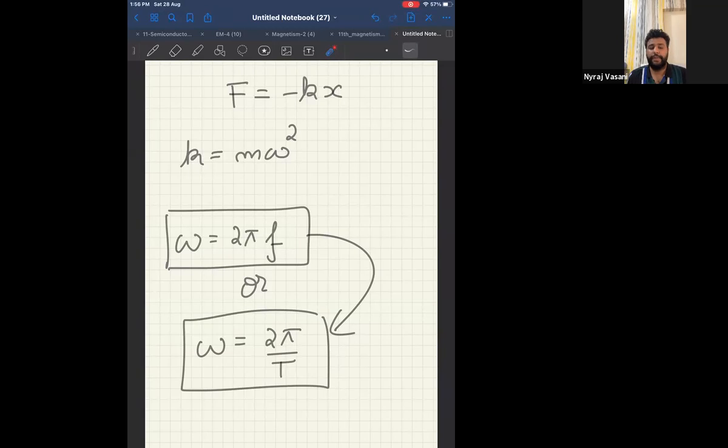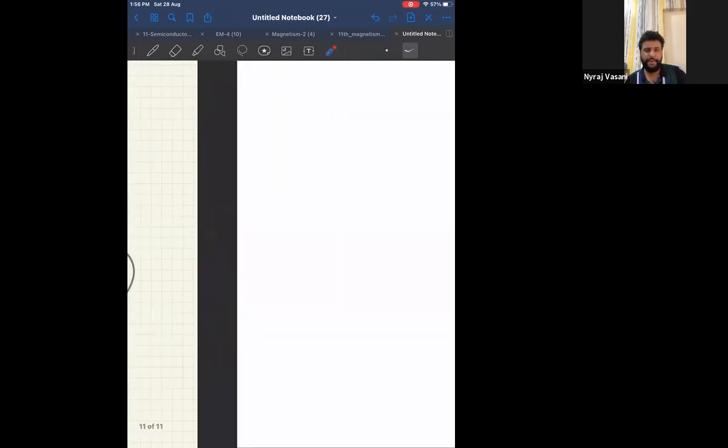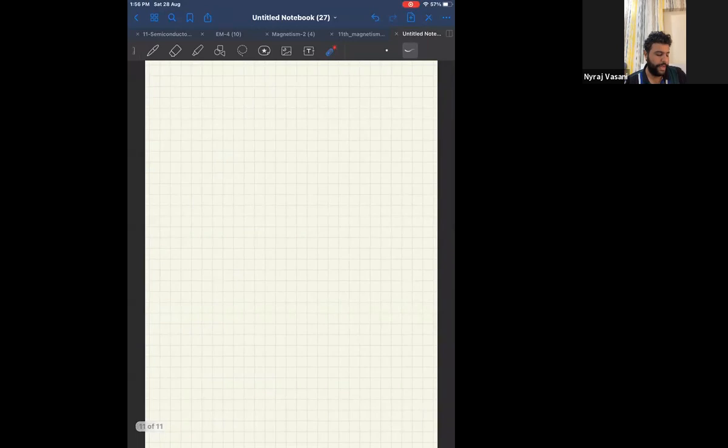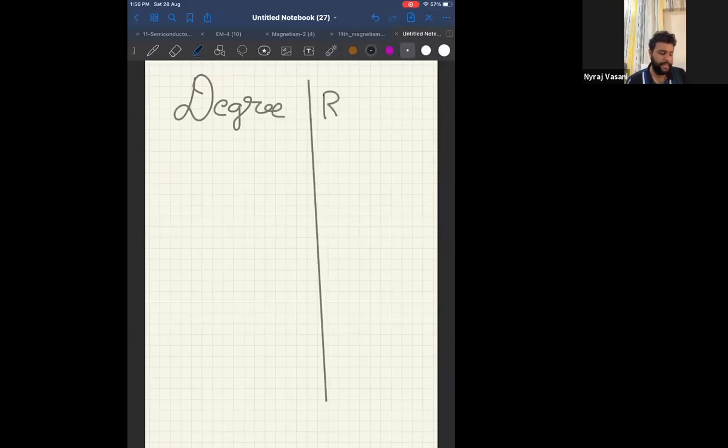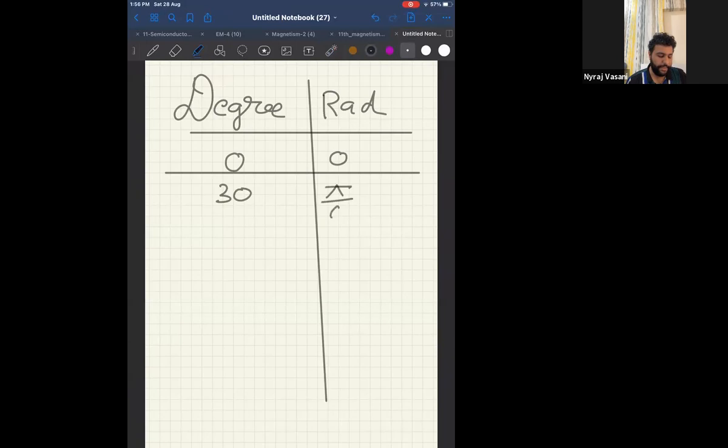Now, for many people who are not sure with radian and degree, no problem. We'll make a table, okay? Just one small table where I write in degree and I write in radian. So 0 degree is 0 radian. 30 degree means pi by 6 radian. 45 degree is pi by 4 radian.